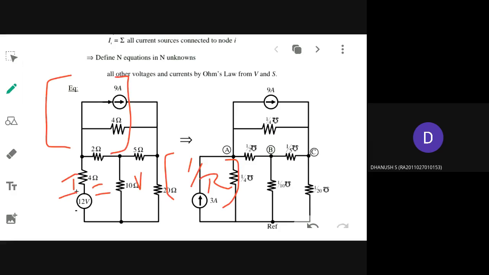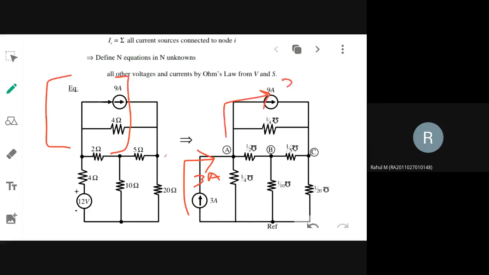There are 3 nodes and 1 reference node: A, B, C. What is the current source at A node? How many current sources are involved? 2 current sources. So this one is entering 3 ampere and this one is leaving. So 3 minus 9. What is the value? Minus 6.